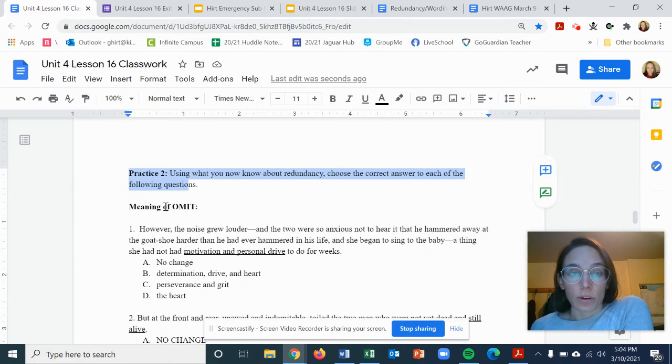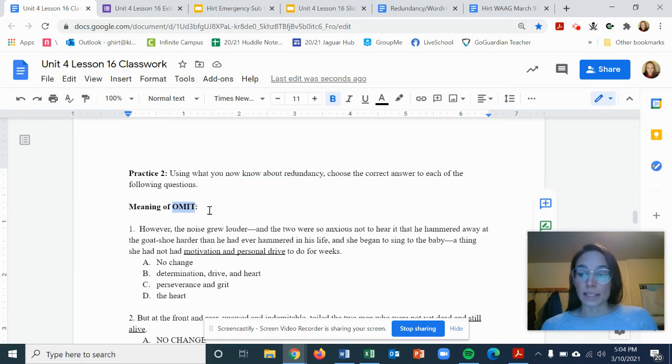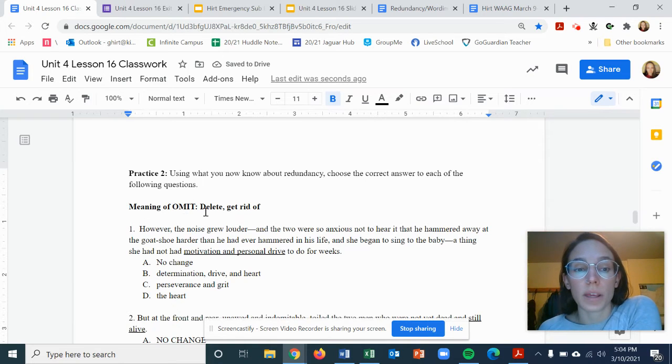First, you need some vocabulary. So omit, you'll see omit in a lot of redundancy questions. Omit just means delete or get rid of. So add that into your notes right now. Omit means delete or get rid of.